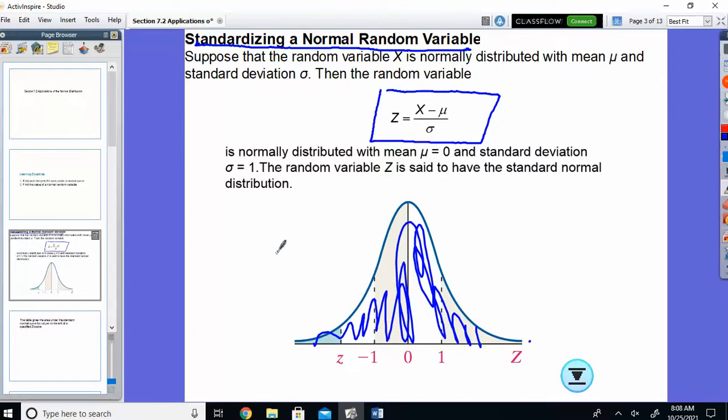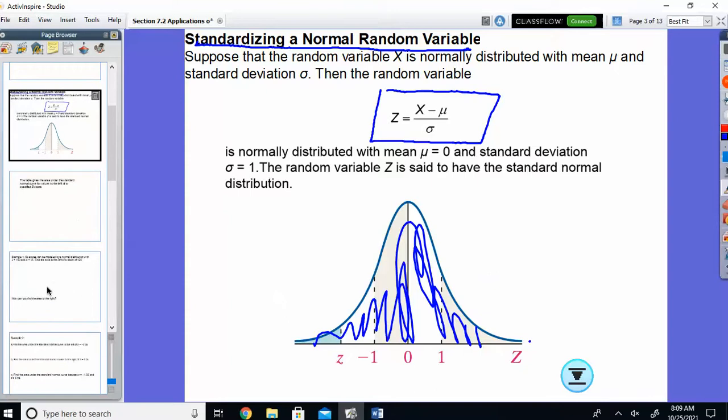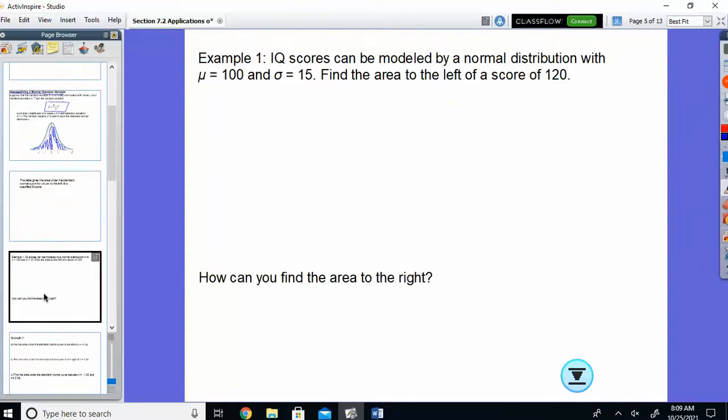We've talked about interpretations for this. It can be talking about a proportion of the population that meets this requirement, or it's like a probability of something happening. So let's look at an example. IQ scores can be modeled by a normal distribution with a mean of 100 and a standard deviation of 15. Find the area to the left of a score of 120. All right, so if I just give you this score, that doesn't help me at all. If I go to my table, there's no such thing as a 120 on this table.